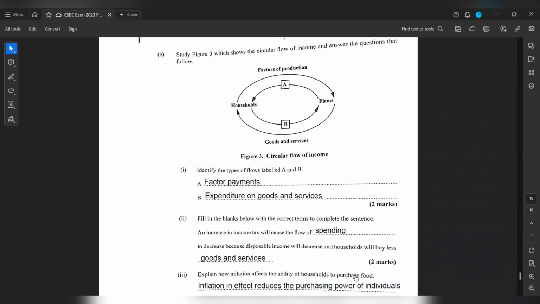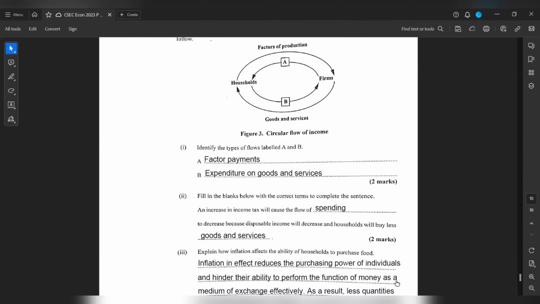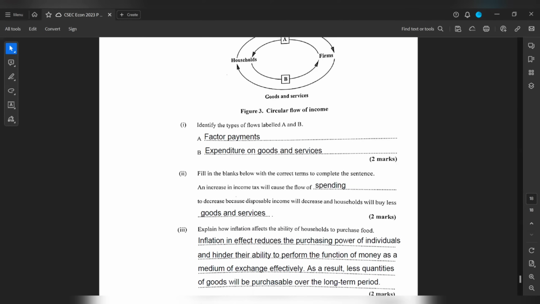Explain how inflation affects the ability of households to purchase food. Inflation, in effect, reduces the purchasing power of individuals and hinders their ability to perform the function of money as a medium of exchange effectively. As a result, fewer quantities of goods, in this case food, will be purchasable over the long term or over a long period.